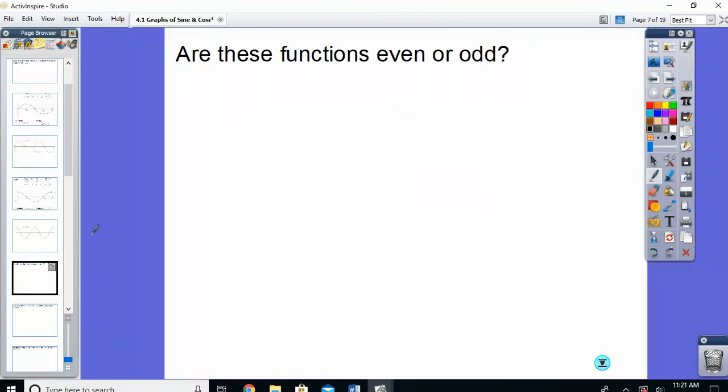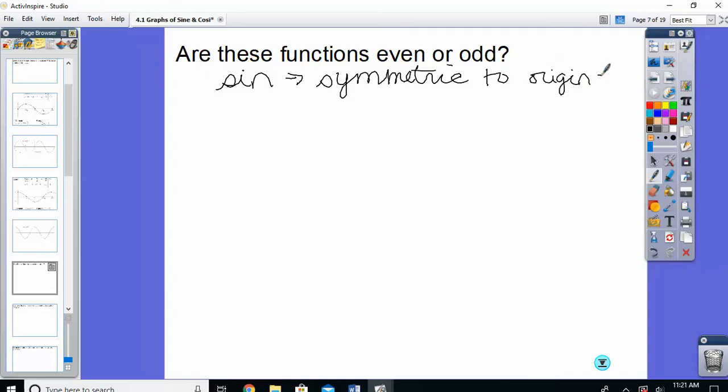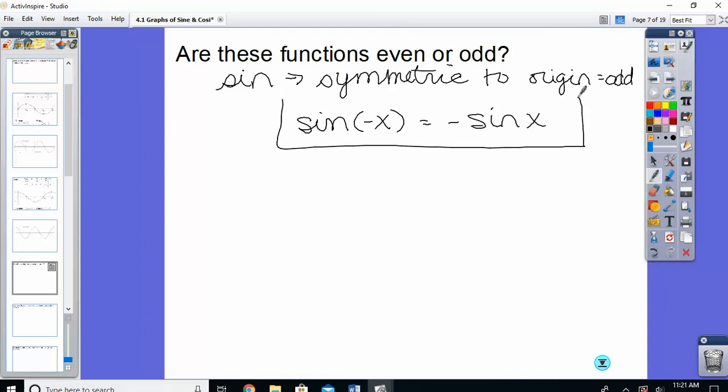So sine is symmetric to the origin, which means it is odd. What is really important, the definition of odd means if you have a negative on your angle, it's like having the opposite of what you started with. This is the property that we're going to use from that. We'll graph transformations of these. And since sine is odd, anytime there's a negative on the angle, we'll just pull it out in front.